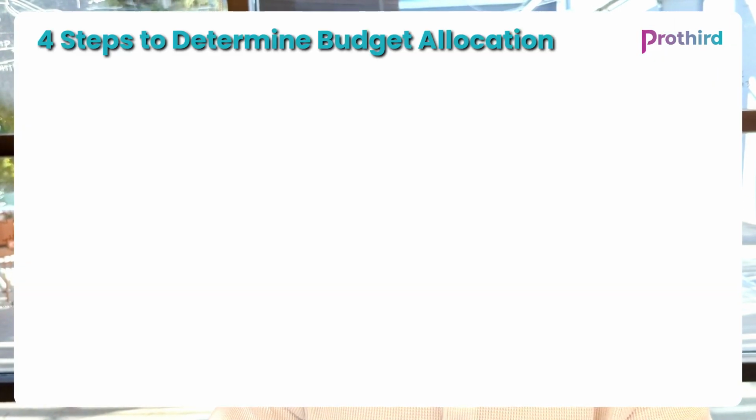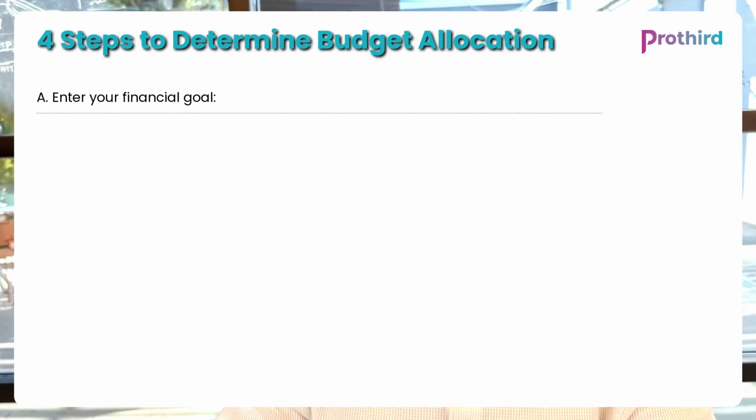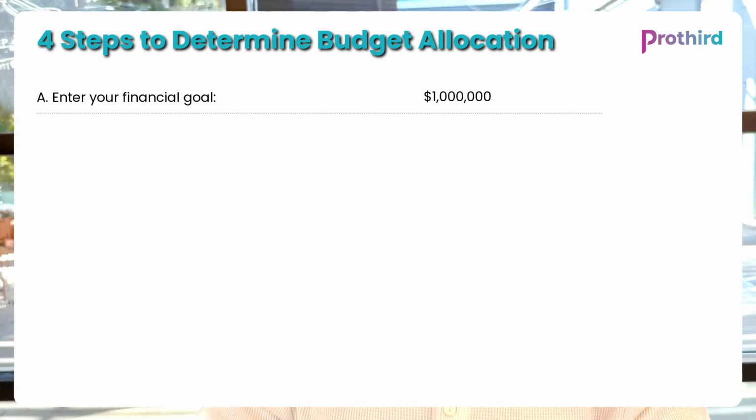Okay, so let's jump to it. Again, there's going to be 4 steps here, and they're fairly simple, so we'll try to make this quick. The first step is you want to decide on the financial goal that you want your marketing to achieve. So whatever that number is, go ahead and write that down. In the example that we're going to use today, we're going to say our financial goal is $1 million. So go ahead and write that down, put it in Excel, whatever you want.